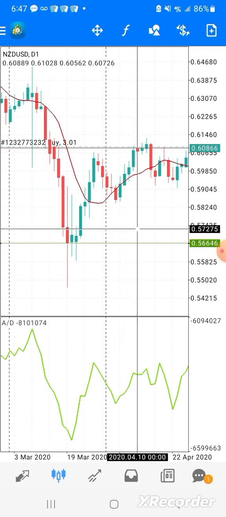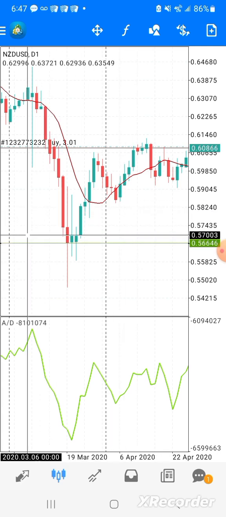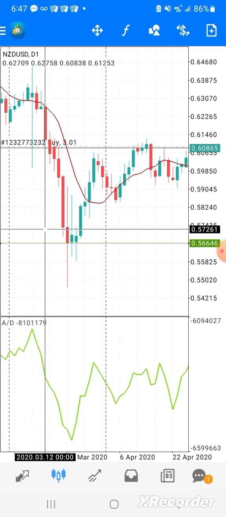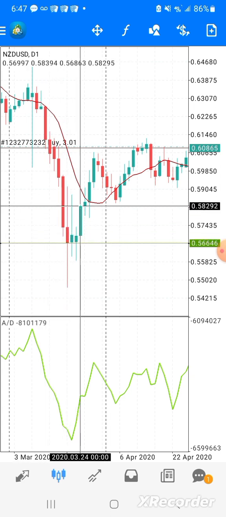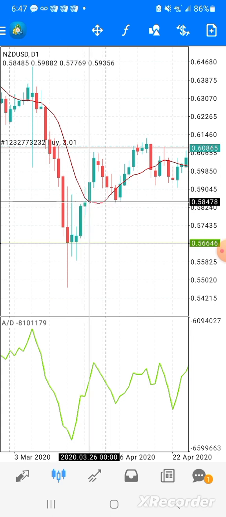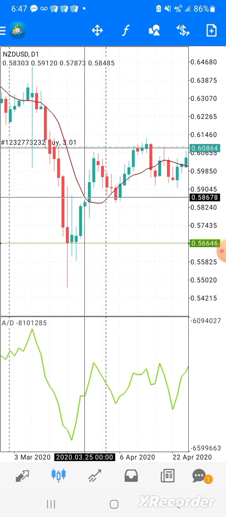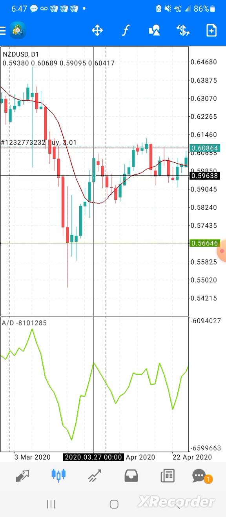I'm gonna make these lines thicker than this, so you guys can see it better. But yeah, so inverted hammer, then it literally jumps up right after that. It breaks that moving average really well, and then it just continues to go up.